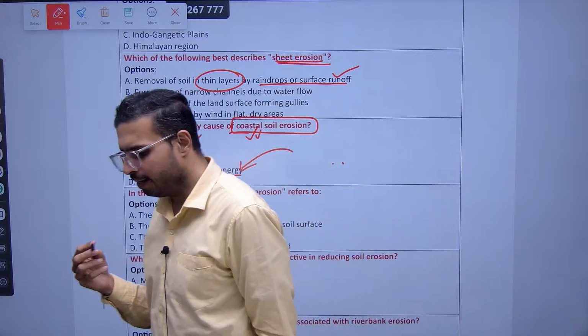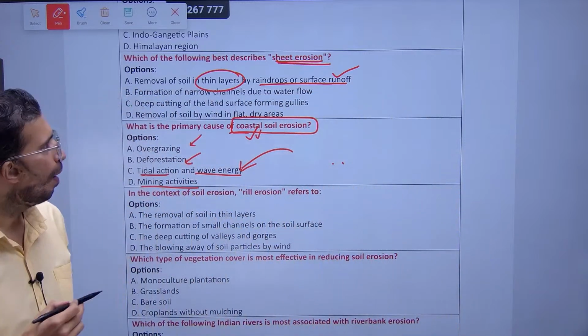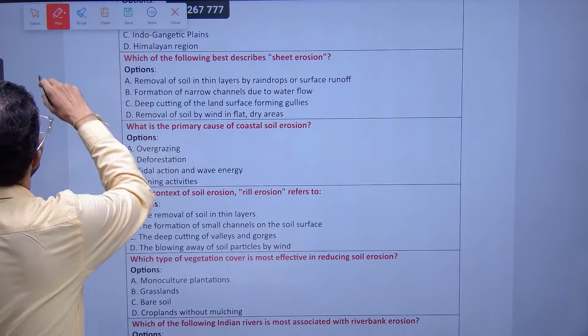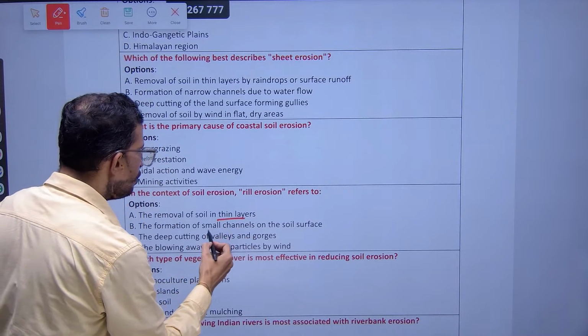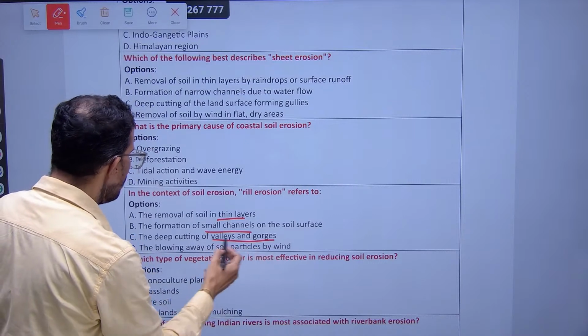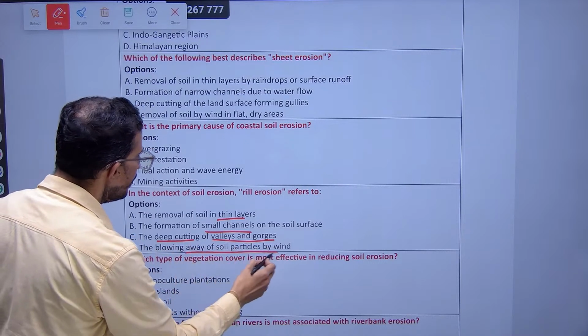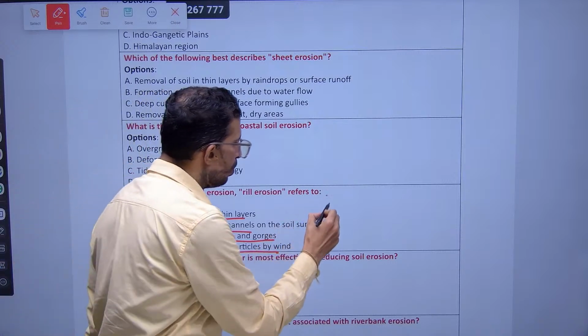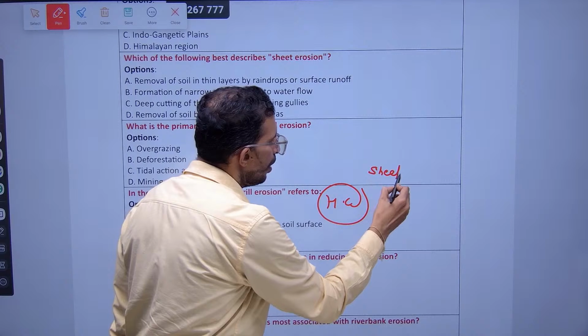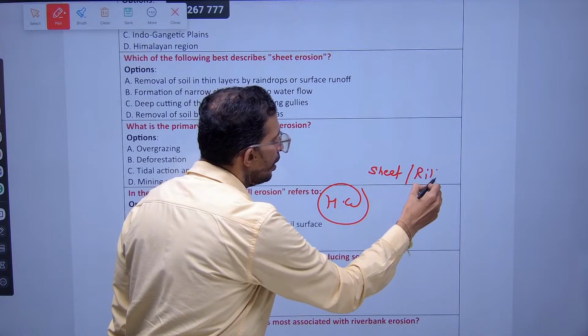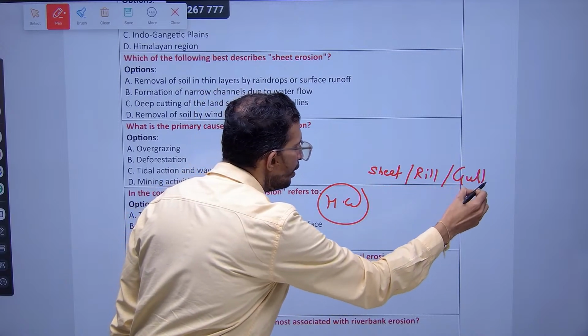Then, in the context of soil erosion, what do you mean by rill erosion? Thin layers, small channels, valleys and gorges, deep cutting. Then we have seen, this is a homework, the difference between sheet erosion, then rill erosion, then gully erosion. Yes.